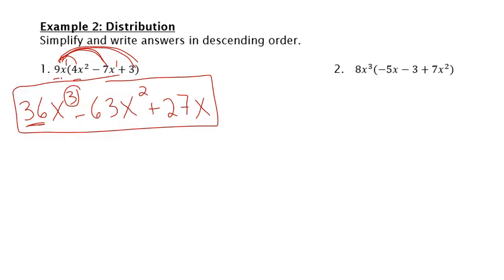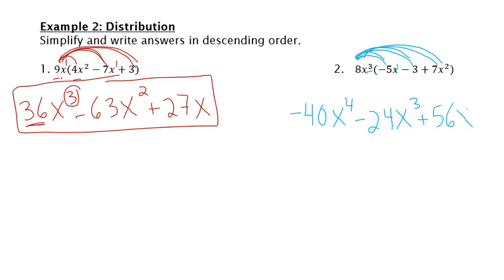For number 2, again, same thing. You're going to distribute this 8x cubed. Wherever you don't see an exponent with the x, you can write a little 1 there. And again, we're just multiplying the coefficients and then adding the exponents, because we're doing multiplication. So 8 times negative 5 is negative 40, x to the 1 plus 3, which is 4. 8 times negative 3 is negative 24, and then x to the third. And then finally, 8 times 7 is 56, and x to the fifth.